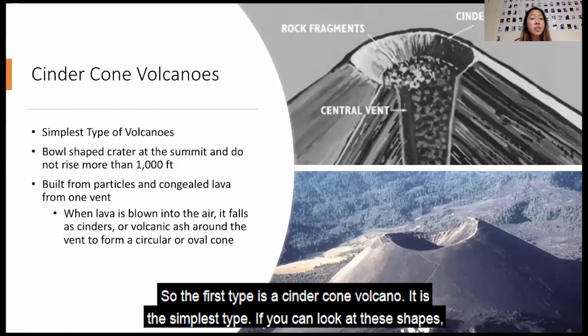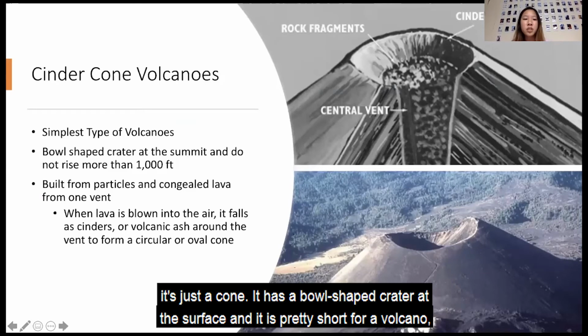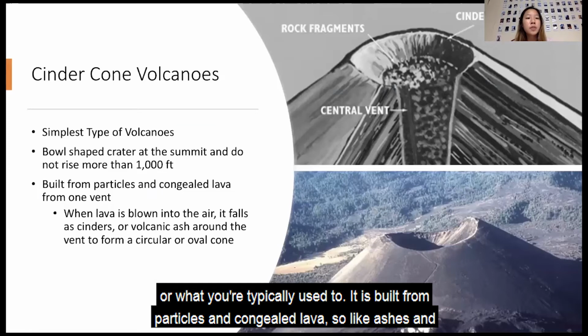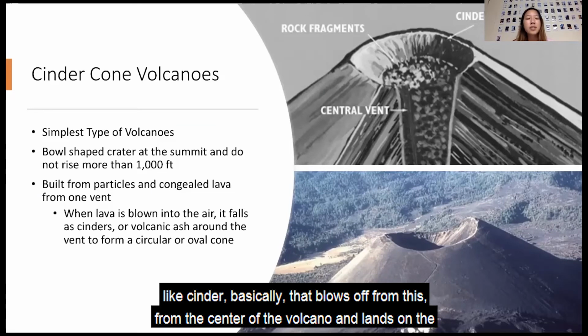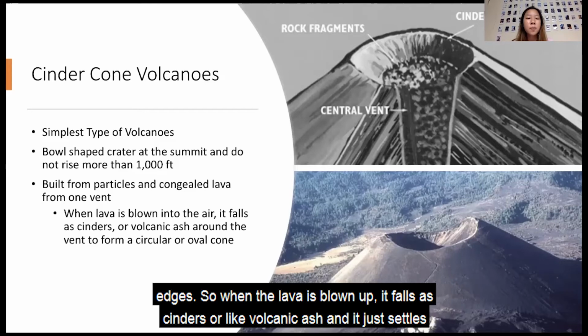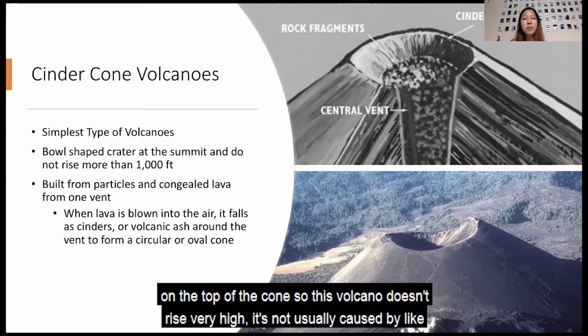So the first type is a cinder cone volcano. It is the simplest type. If you look at these shapes, it's just a cone. It has a bowl-shaped crater at the surface, and it is pretty short for a volcano, or what you're typically used to. It is built from particles and congealed lava, like ashes and cinder, that blows off from the center of the volcano and lands on the edges. So when the lava is blown up, it falls as cinders or volcanic ash, and it just settles on the top of the cone.